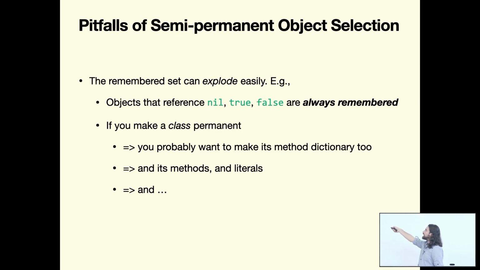But that means that if we don't move them and we leave them in the old space, then every object that knows nil, true, or false will be in the remember set. So maybe it's not worth moving objects that know nil, true, or false. Also some things like, if you make a class permanent, maybe you also want to make the method dictionary permanent. And maybe you also want to make the methods and the literals. Otherwise, at the end, you will just have a really big remember set. So we need some kind of heuristic to decide.